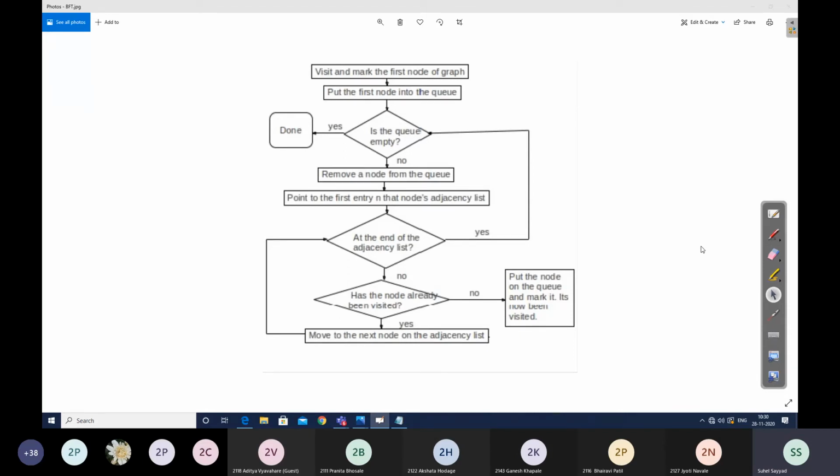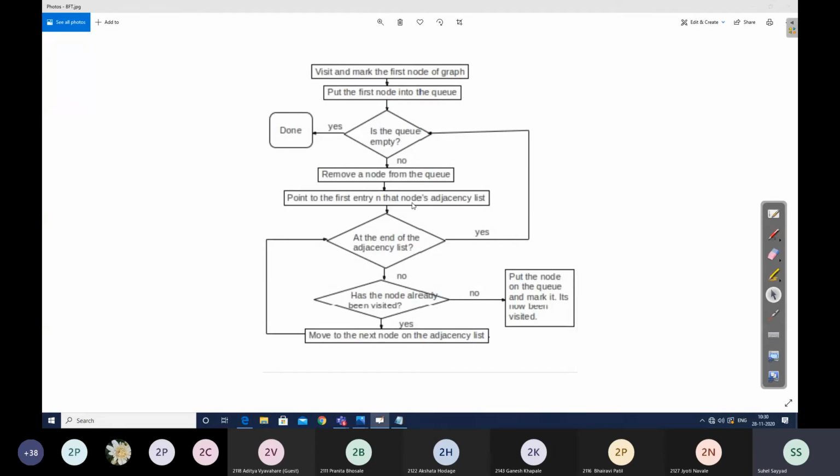Then we check whether our queue is empty. No, the queue will not be empty because we have just added our first node into it. So we perform a dequeue first. Because our queue is not empty, we go in the no path. We remove that particular node from the queue, and we visit the adjacency list of that node. For that, first we point to the first entry in the adjacency list of that node.